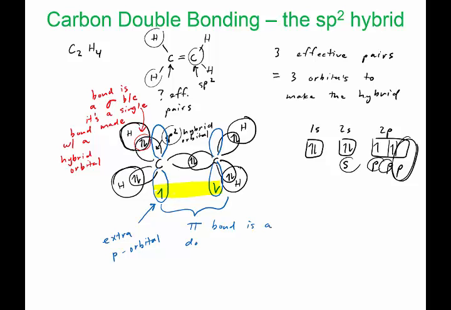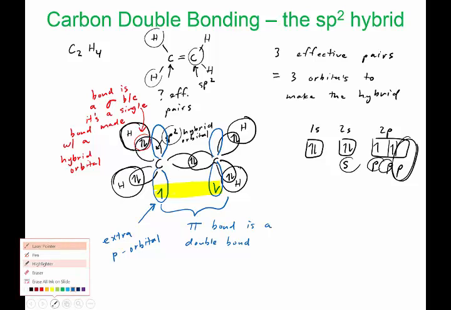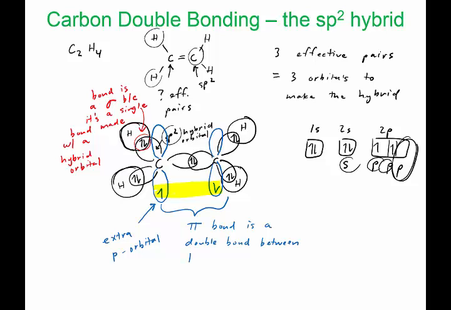This is a double bond. So this is how the double bond happens. This is the single bond here, and then this right here is the second bond. That's the double bond. Okay, and then this right here is actually the second bond here. So this pi bond is a double bond between two leftover p orbitals.